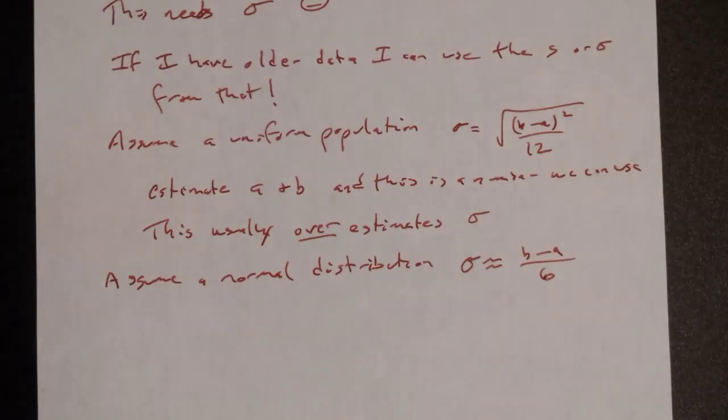But again, this is an assumption that my population is normal. And this may actually not be conservative enough. This may be too small and be an underestimate for sigma, because as I just said, that gives me 99.7, not 100%. So I might actually need a little bit more.